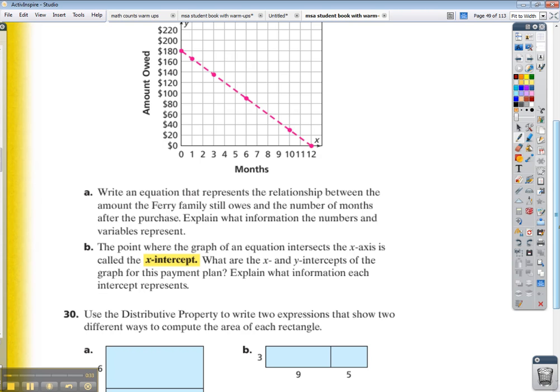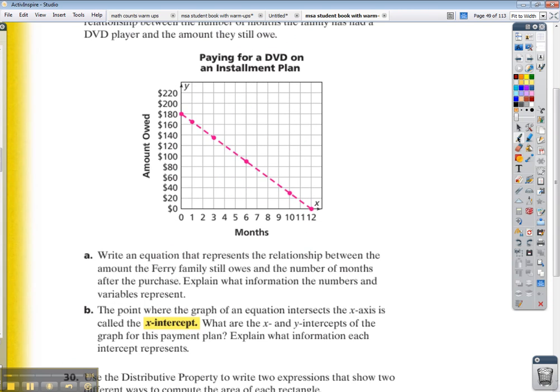after the purchase. So we spent a lot of time today talking about the y-intercept, and the y-intercept is where the line crosses the y-axis, which occurs here. So the y-intercept occurs right here, where the y-axis gets intercepted by the graph. And so our y-intercept is 180.